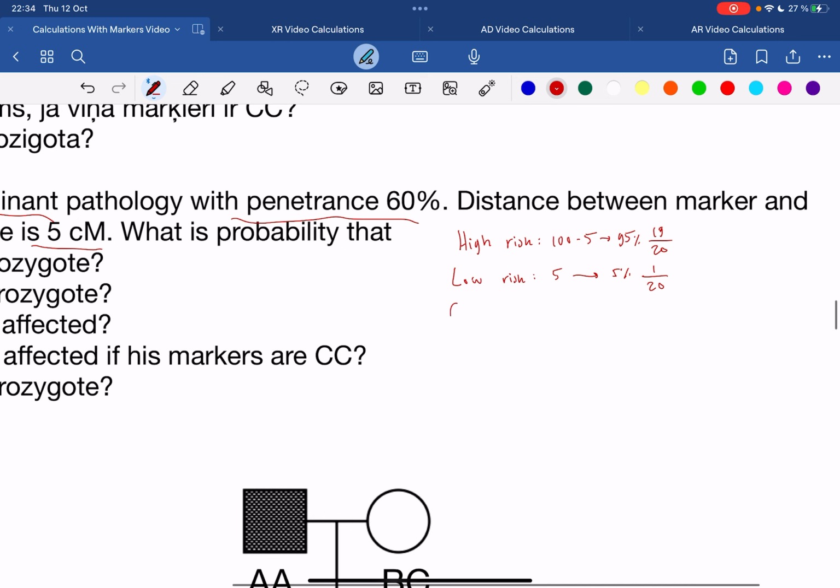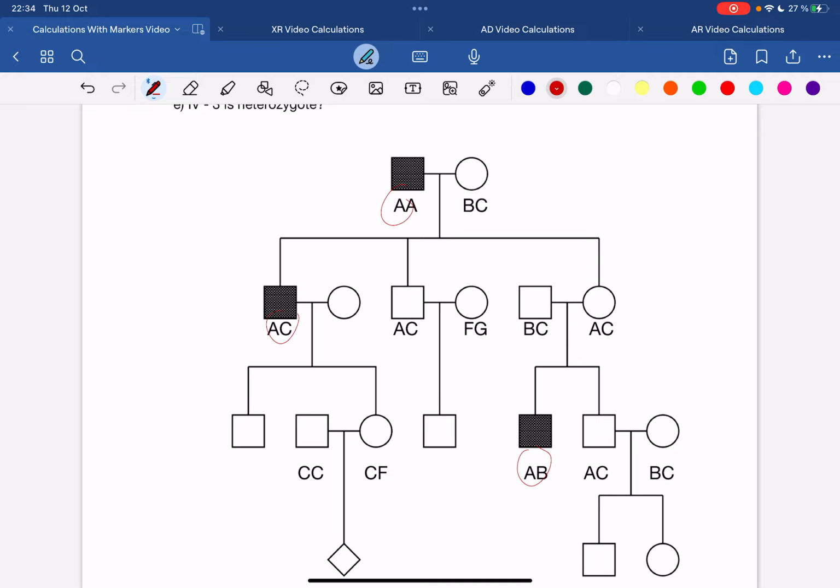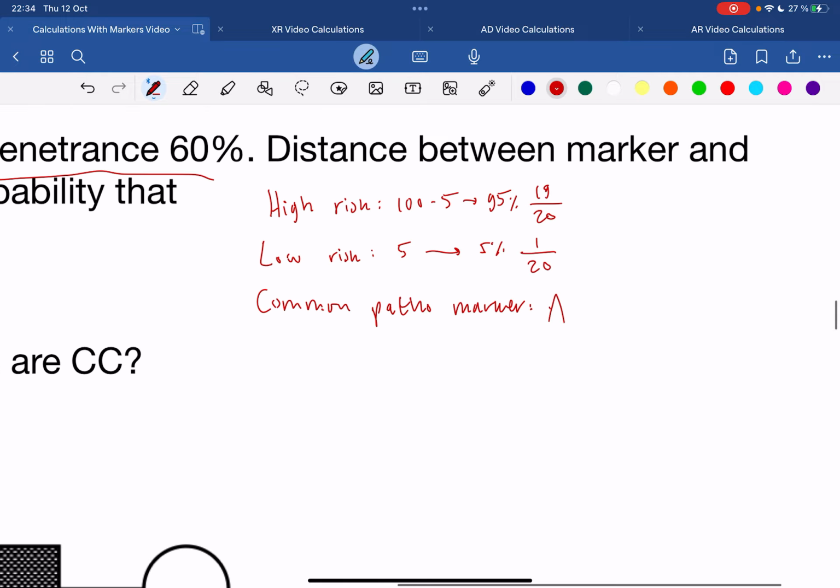And now we can also look for our common pathomarker. So in our case, it would be an A, right? Because the common marker between these affected people is A. Now, the first question. What is the chance for 2-3 to be heterozygote? Remember, heterozygote, not affected. So 2-3, 1-2, 1-2-3, that's this person right here. What is the chance for them to be a carrier?